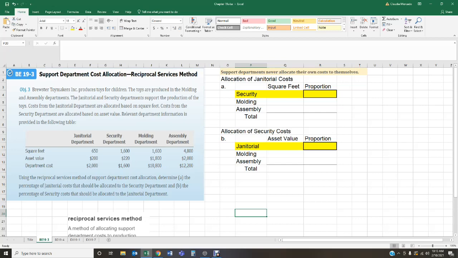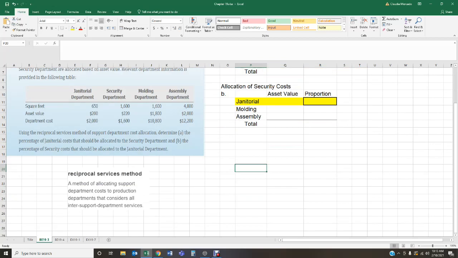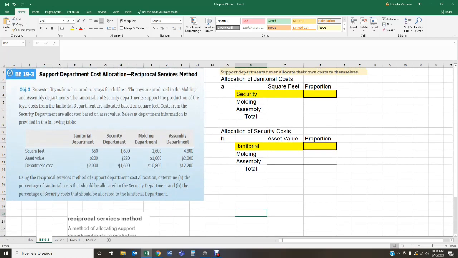Okay. Now let's remind ourselves, what is a reciprocal services method? This is basically a method of allocating support department costs to production department that considers all inter-support department services. Okay. So I set up these little tables. They're asking us to figure out, for letter A, the percentage of janitorial costs that should be allocated to the security department. Okay. I'm highlighting what they're asking us to do, security. But you know what? I'm going to calculate for all three departments so I can be able to get my numbers, okay?